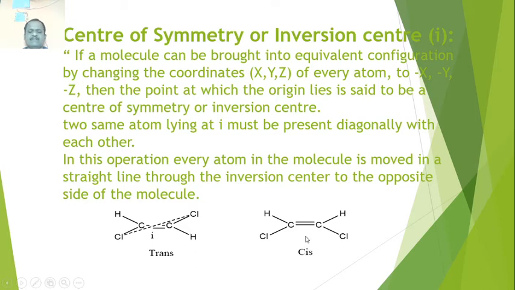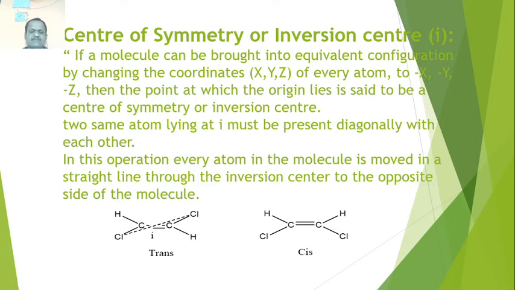Let me take an example here. If you consider this is cis, and you consider this a point, at one side of that point there is a Cl group, and on the other side there is a hydrogen group. That means they are totally different. So you cannot say that this molecule has a center of symmetry, because according to the definition, if at one coordinate of the molecule there is a Cl group, its opposite coordinate must have the Cl group, but there is not, and that's why this molecule does not possess a center of symmetry.